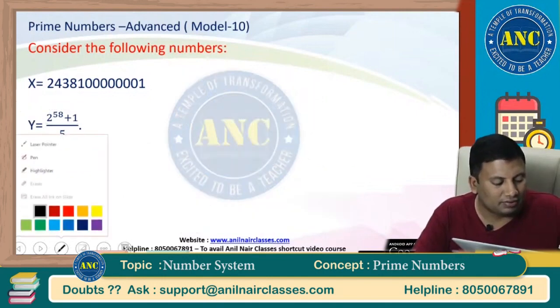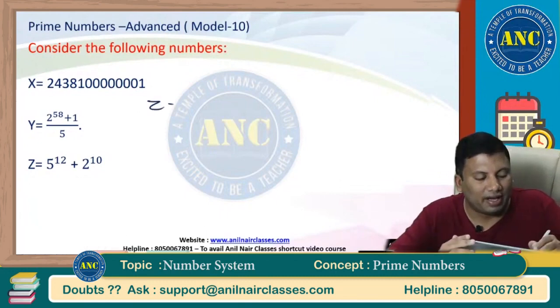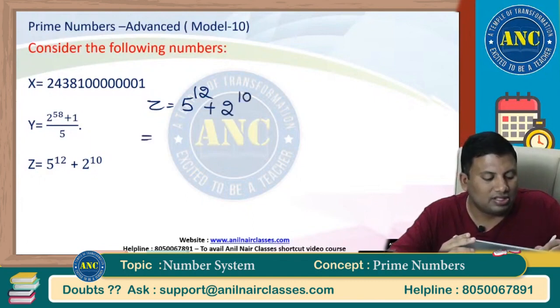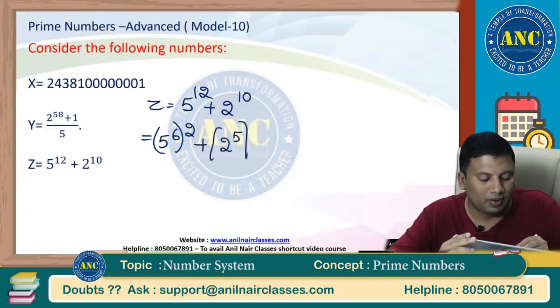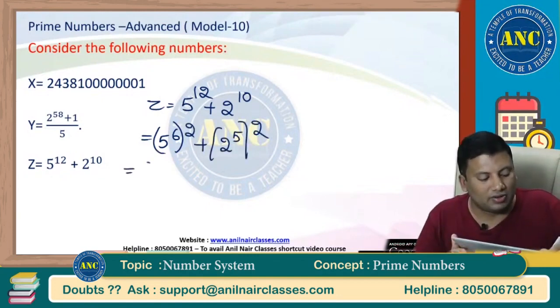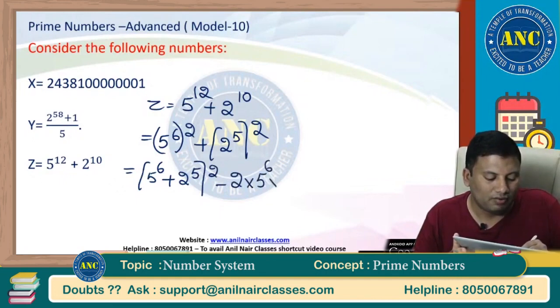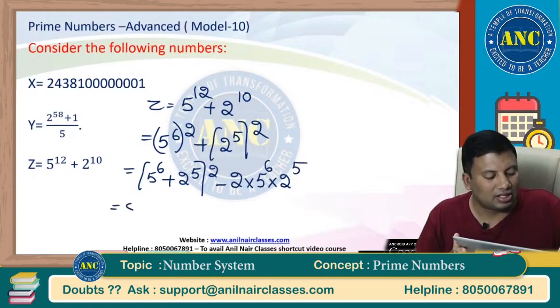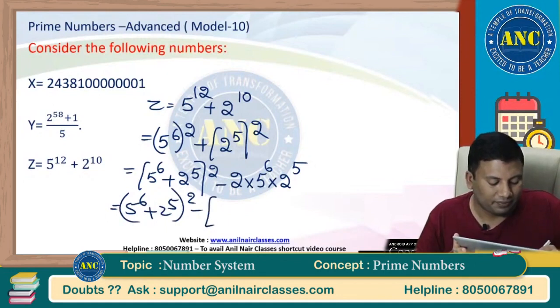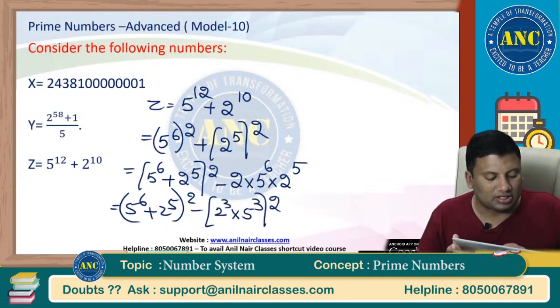Idea clear? Next one. Z is equivalent to 5 power 12 plus 2 power 10. This is nothing but (5 power 6) whole square plus (2 power 5) whole square. A square plus b square is (a plus b) whole square minus 2ab. So (5 power 6 plus 2 power 5) whole square minus 2 into 5 power 6 into 2 power 5, which is (5 power 6 plus 2 power 5) whole square minus (2 cube into 5 cube) whole square, that is 2 power 6 and 5 power 6.